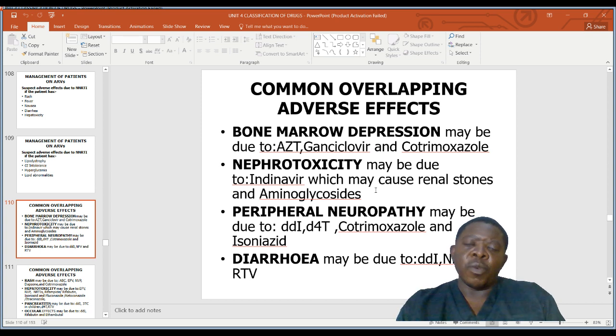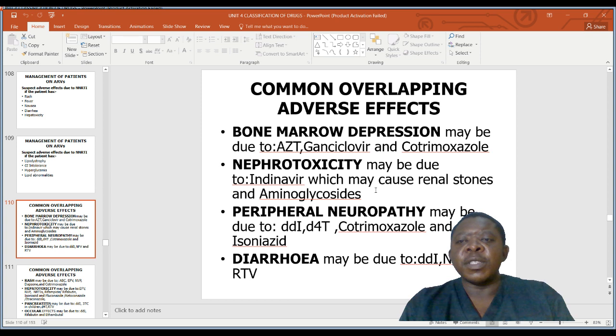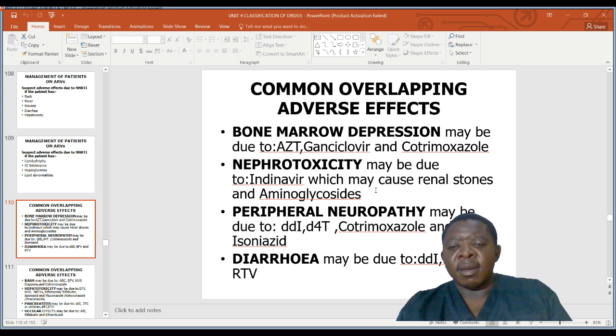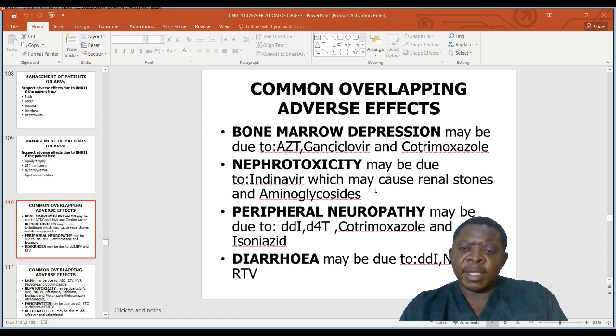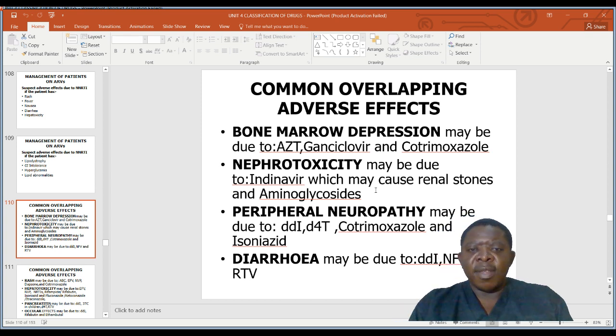So for all of them, the common overlapping effect may include bone marrow depression, and this may be due to zidovudine, AZT, may be due to ganciclovir, which is just one of those groups of antiviral drugs, and then cotrimoxazole, which is Septrin. It's a drug that is taken to reduce infection before someone starts taking drugs, or as they are taking drugs, you suppress other infection.